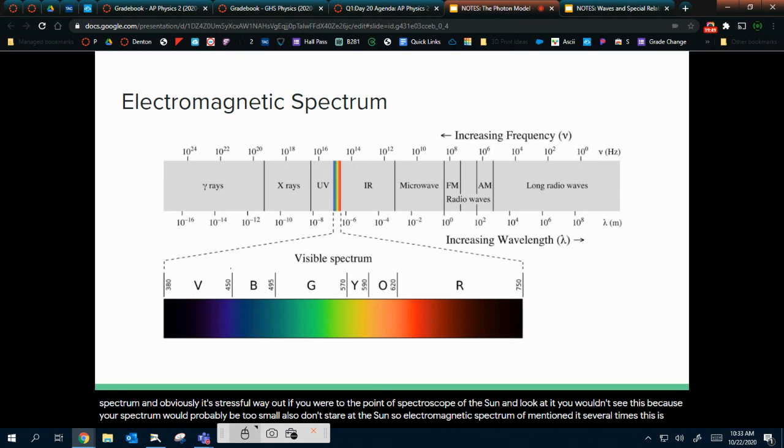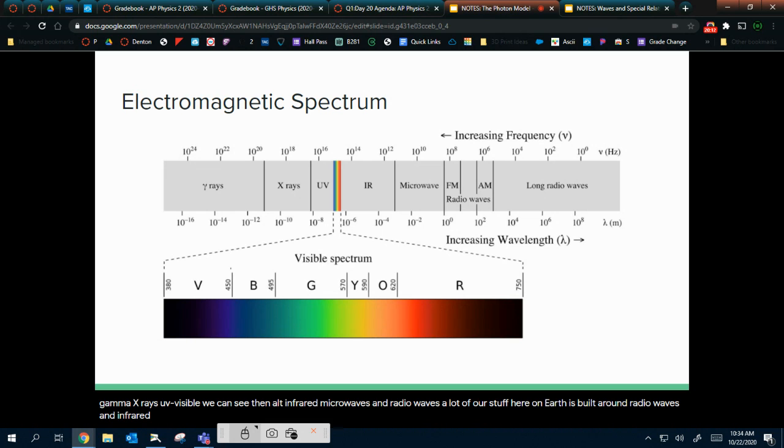Electromagnetic spectrum, I've mentioned it several times. This is more or less the full spectrum, although there technically is no end point. We have gamma rays on one end, then X-rays, UV, visible, what we can see, then infrared, microwave, and then radio waves. A lot of our stuff here on Earth is built around radio waves and infrared and lower, because they're a lot easier to deal with. And when I say easier to deal with, most of you have probably seen pictures or videos or movies where you see the big radio telescope arrays.